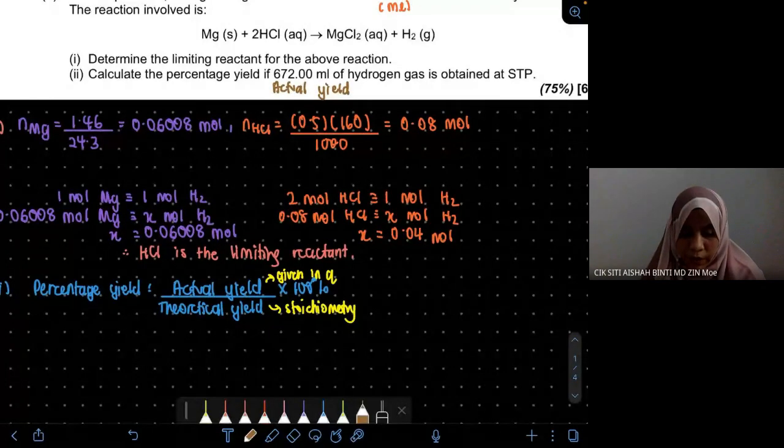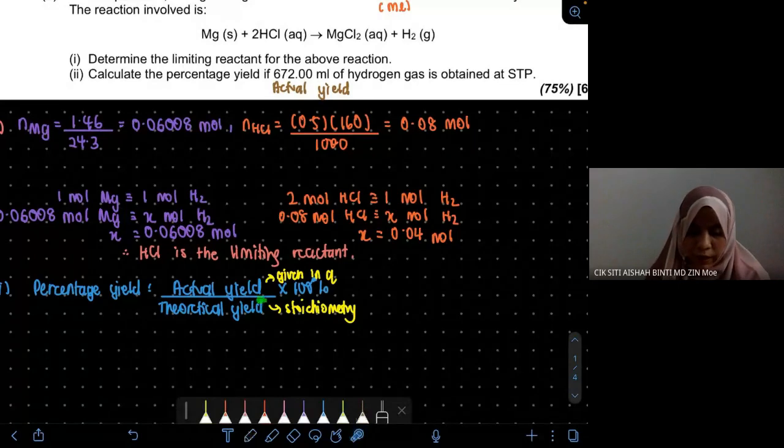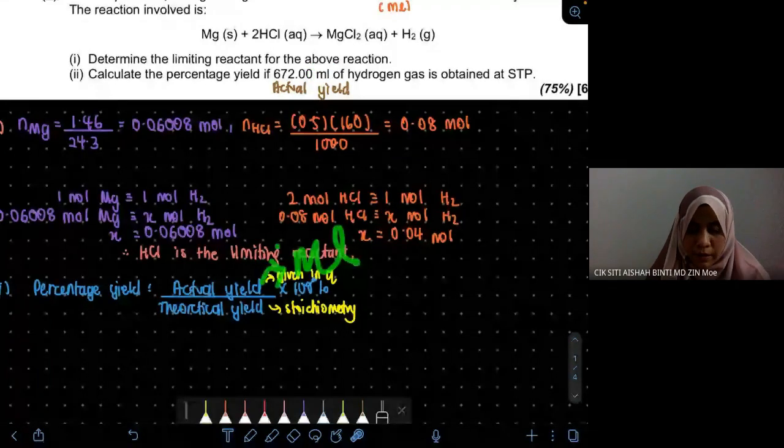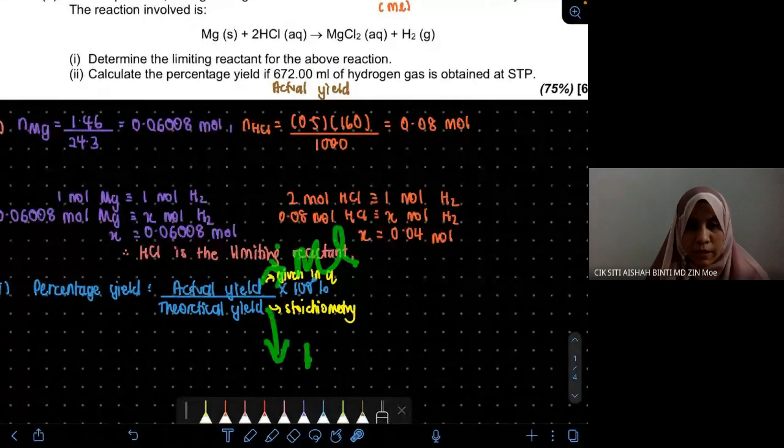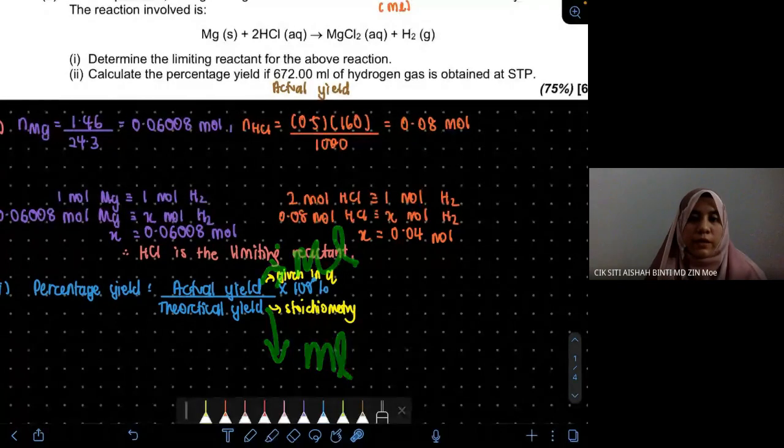So what we're going to do next is find out the theoretical yield of our hydrogen gas. And the theoretical yield must be in milliliter as well, because the actual yield here is in ml. The theoretical yield must be in ml too, the units have to be the same so that they can cancel out.